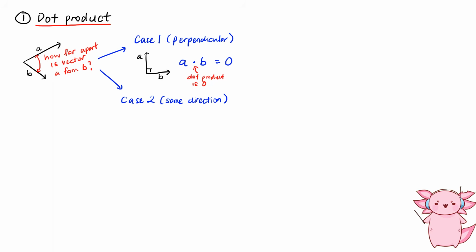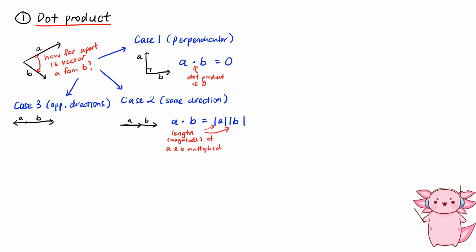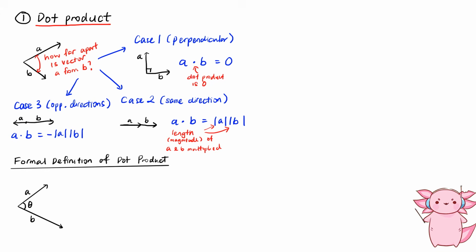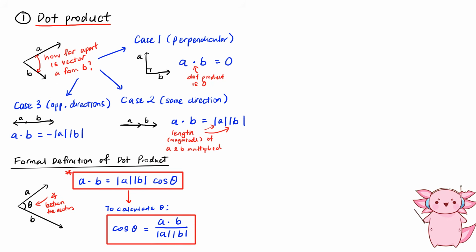If the 2 vectors are in the same direction, the dot product is just the length or magnitude of these 2 vectors multiplied together. And if they are in opposite directions, it's just the negative of the magnitudes multiplied together. To put a more formal definition to it, A dot B is equal to the magnitude of A times the magnitude of B times cosine theta, where theta is the angle between the 2 vectors, and we can form this equation over here if we want to calculate theta.